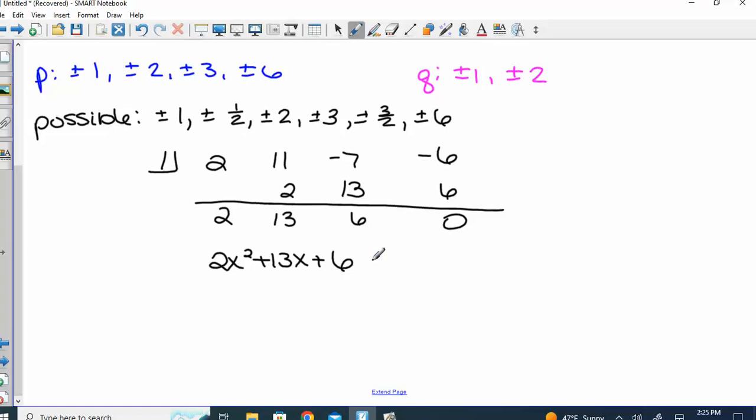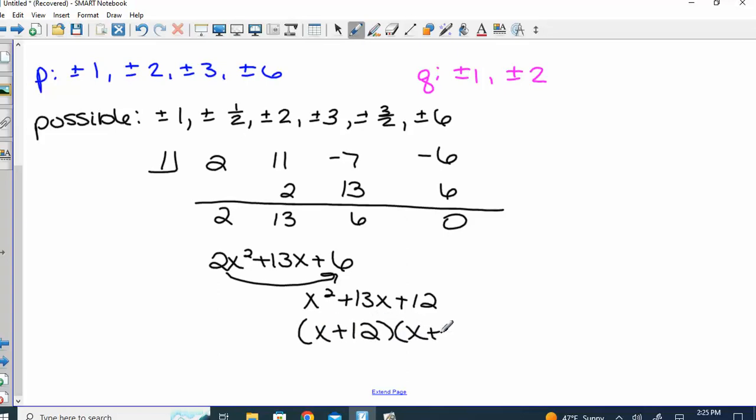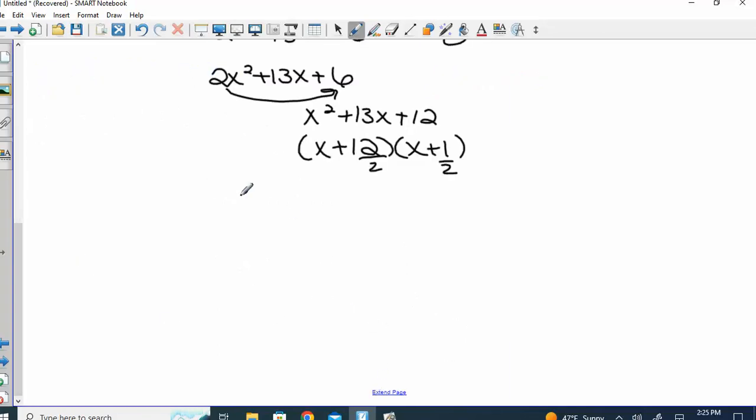What do we do here? I don't know. We need to factor. Yep. So multiply 12 and add 13, that would be 12 and 1. Have to divide by 2. So we get x plus 6 and 2x plus 1.